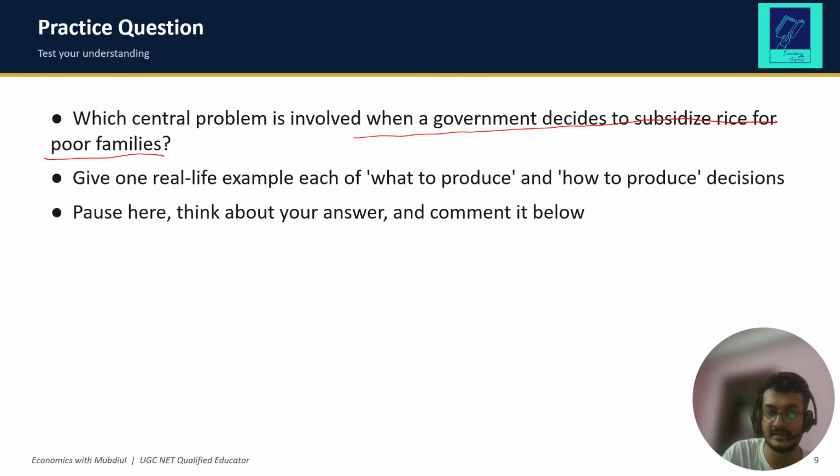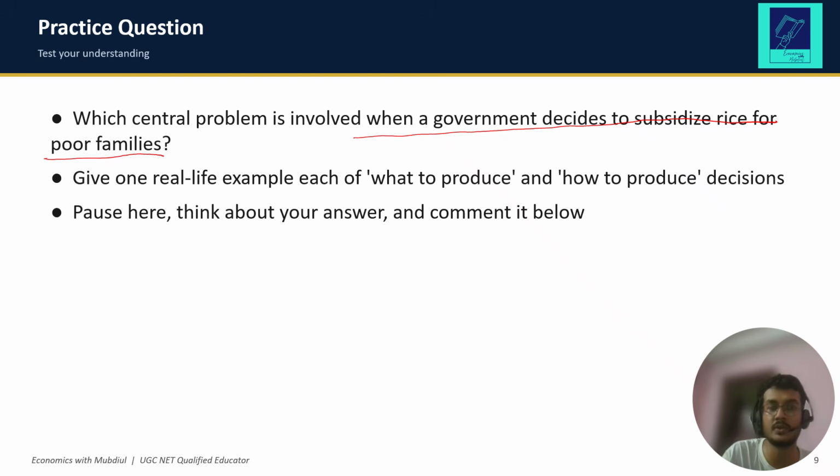Now let us move to the second question. Give one real life example of what to produce and how to produce decision. I will give you one example. Suppose a bakery owner has limited resources. He asks, should I bake more bread or more cakes? That's what to produce. Suppose he decides to bake bread. Now he asks, should I use the traditional manual baking method or should I install modern automatic baking machines? That's how to produce. See the difference. The first question is about choosing the product and the second question is about production technique.